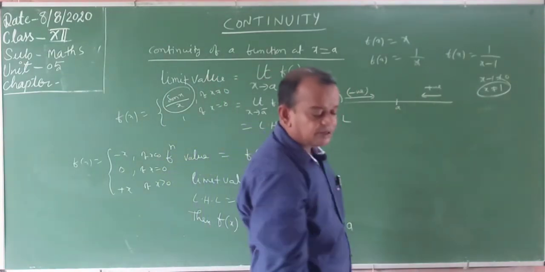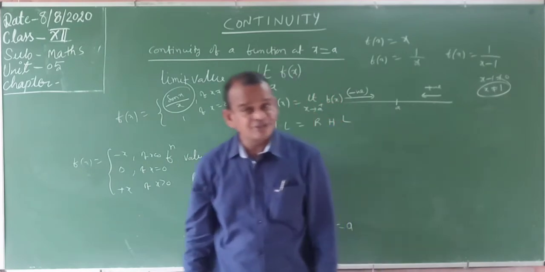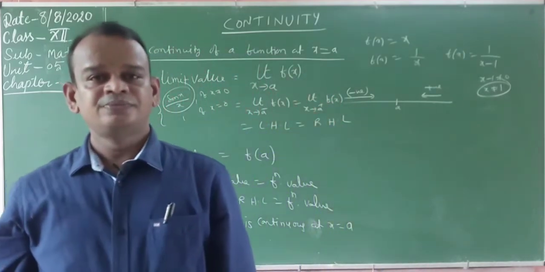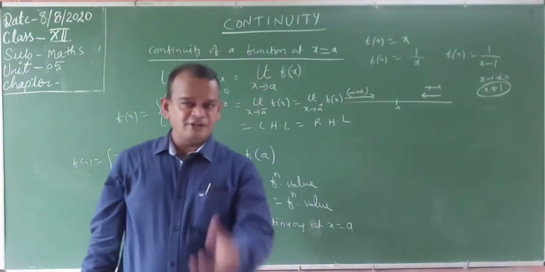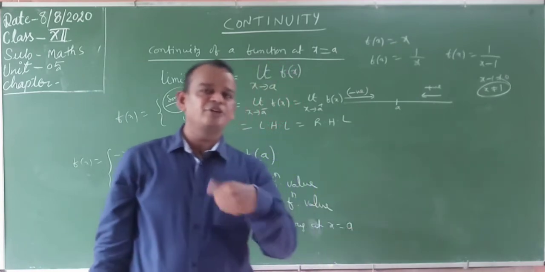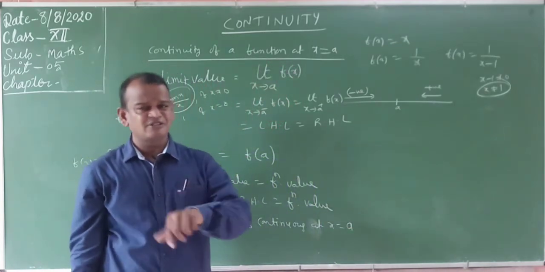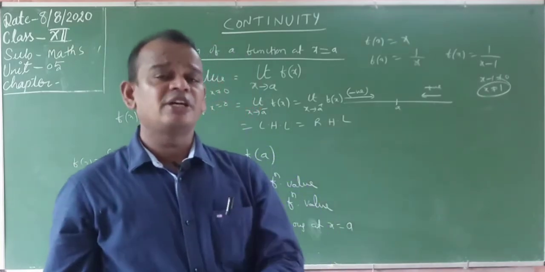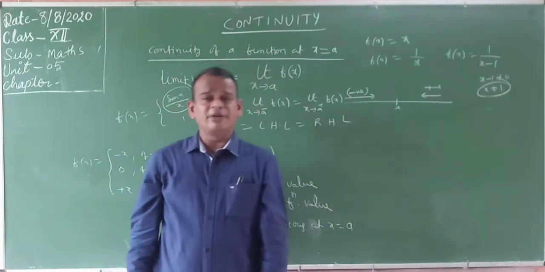Every function is continuous on its domain. Sin inverse of x is continuous on its domain. Cos inverse of x is continuous on its domain. Tan inverse of x, cot inverse of x, secant inverse of x, cosecant inverse of x are continuous on their domains. That's why you must remember the domains.